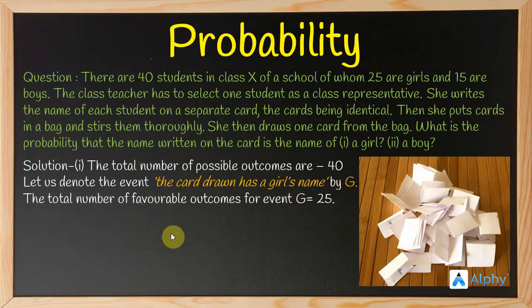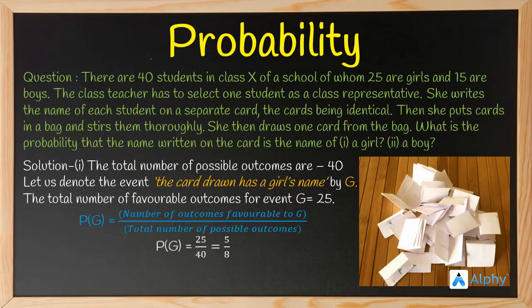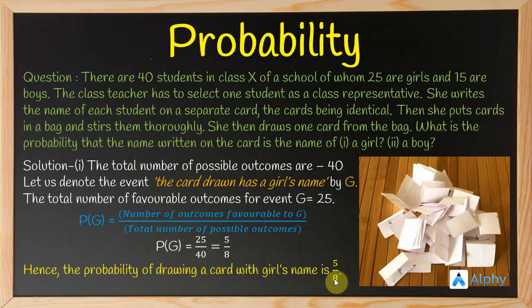Let's write our formula. Probability of G is the number of outcomes favorable to G by the total number of possible outcomes. The number of outcomes favorable to G is 25. Total number of possible outcomes is 40. So the probability of occurrence of event G is 25 by 40, which comes out to be 5 by 8. Now we have got the probability that the card drawn has a girl's name. Let's report our answer. Hence, the probability of drawing a card with a girl's name is 5 by 8.